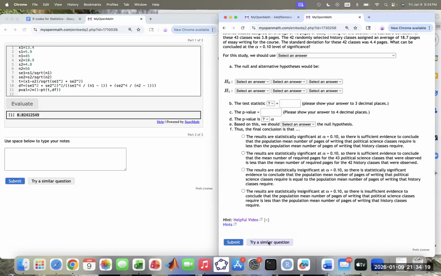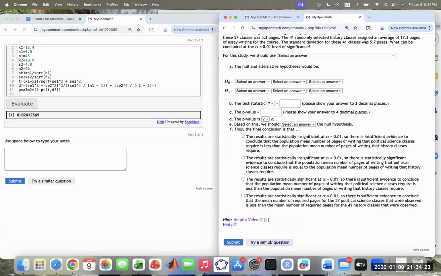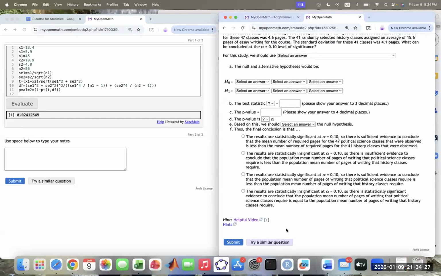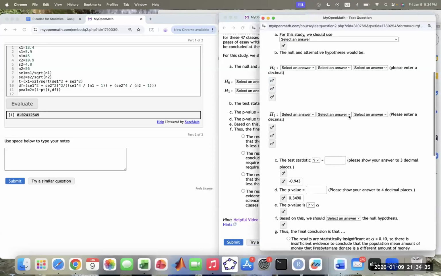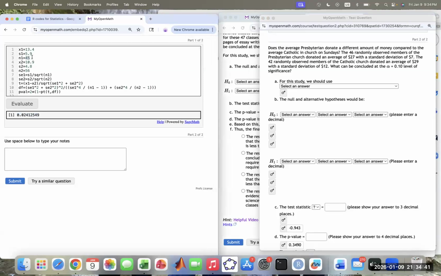Let me try to get a similar question to get random numbers again. Less. And this one would also be less. Less. I think I have one over here. Let me try this one here. Now this one will be different. Okay, so let me try this question instead.